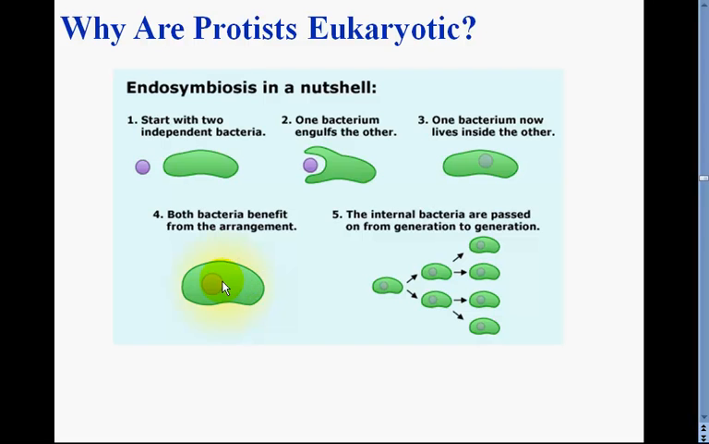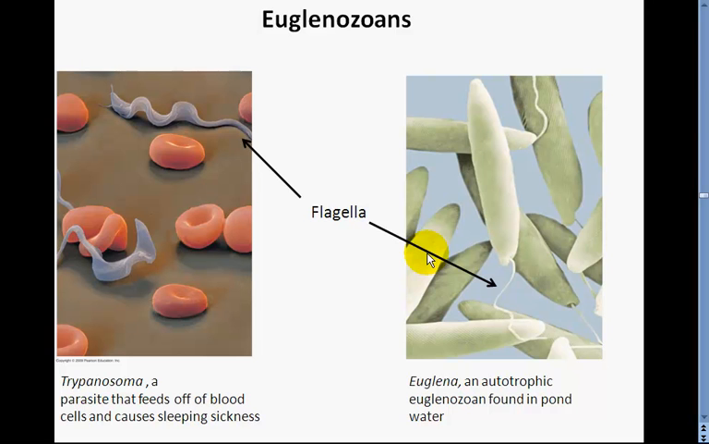They both benefited. This one had a place to live and was probably supplied materials it needed. Meanwhile, this one produced energy for the larger bacteria. And as a result, over time, this bacteria became an organelle that resided within the larger cell. And that's how we explain the origin of chloroplasts and mitochondria.